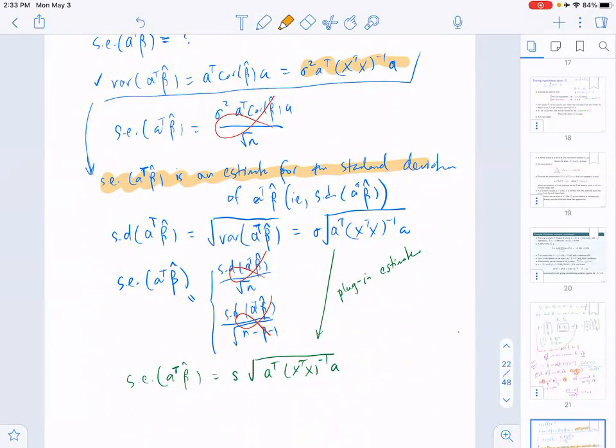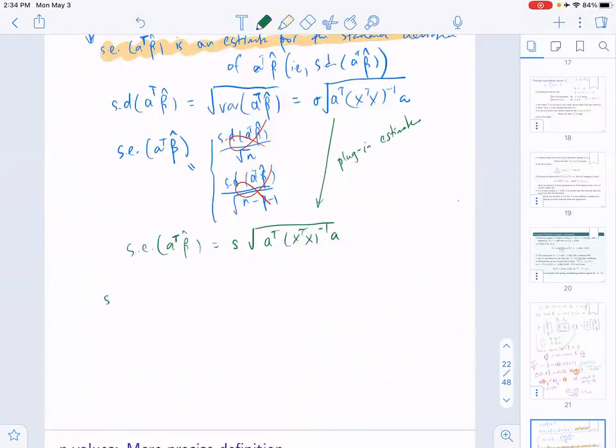How do we calculate S? We calculate S squared and take the square root. So S squared is the estimate of sigma squared. What is our estimate of sigma squared? That's the same thing as before. Once you fit the regression, there's one estimate of the noise variance. It's the same estimate that we used before. That's not going to change.